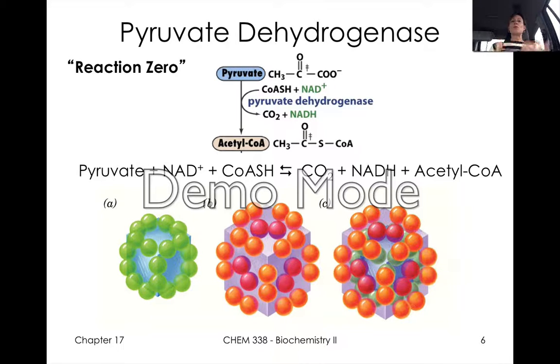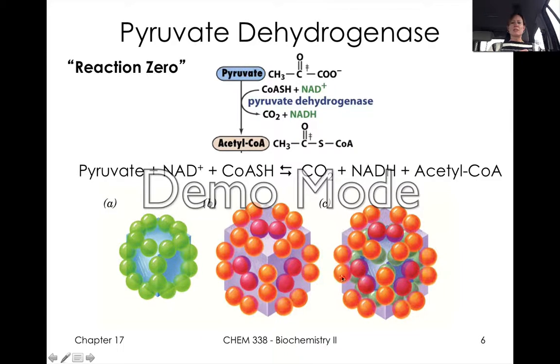We also learned about pyruvate decarboxylase when we learned about alcoholic fermentation. So there are lots of enzymes with pyruvate as part of the name, but each does something different. This is a good point, and we'll have this as part of our activity, to review the different things that we can do with pyruvate. Pyruvate dehydrogenase is an enzyme complex.